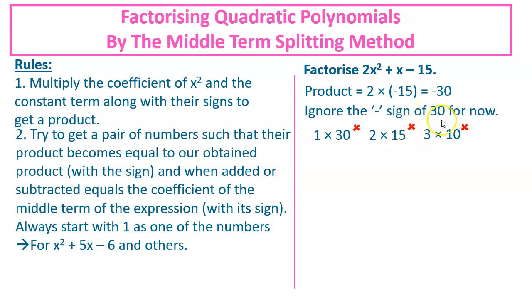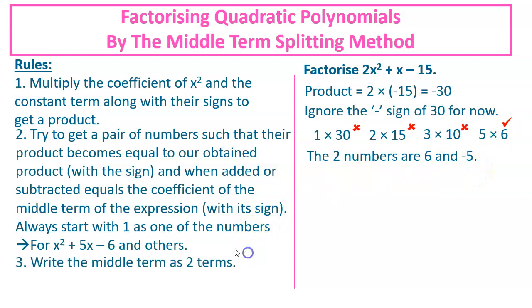Next, 4 is not a factor of 30, so we do not take 4. Next number should be 5. 5 times 6 is 30. And this time we see that if we attach a minus sign to this 5, 6 minus 5 is a plus 1. So this is our desired pair. 6 times minus 5 is minus 30, and 6 minus 5 is plus 1. Okay? So the two numbers are 6 and minus 5.